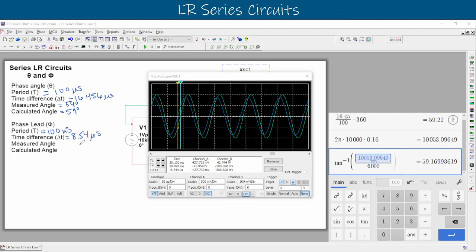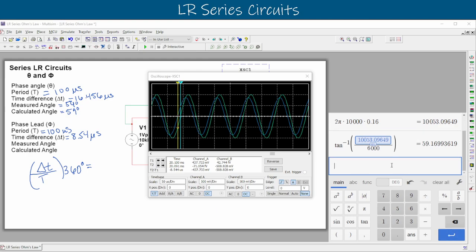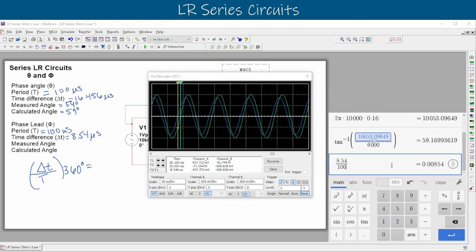Right? So now we can do our same time interval value where we put the change in time on top. We'll put our change in time divided by our time value multiplied by the rotation of our circle, which is 360 degrees. And we'll send that out. So we'll evaluate this here and say that we have the change in time. They're both in microseconds, we'll leave that off. 8.54 divided by 100, and we'll multiply that by 360. 30.7. Right? So we can round that up to 31. 31 degrees. And that is our measured phase angle.